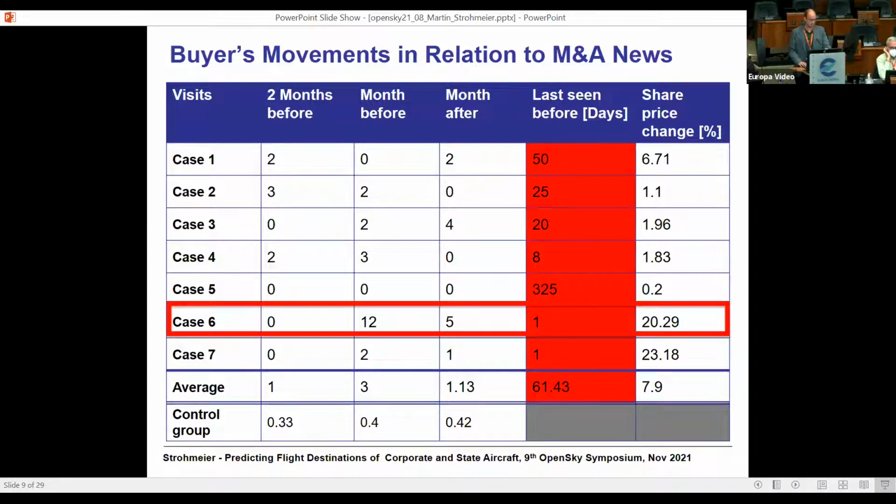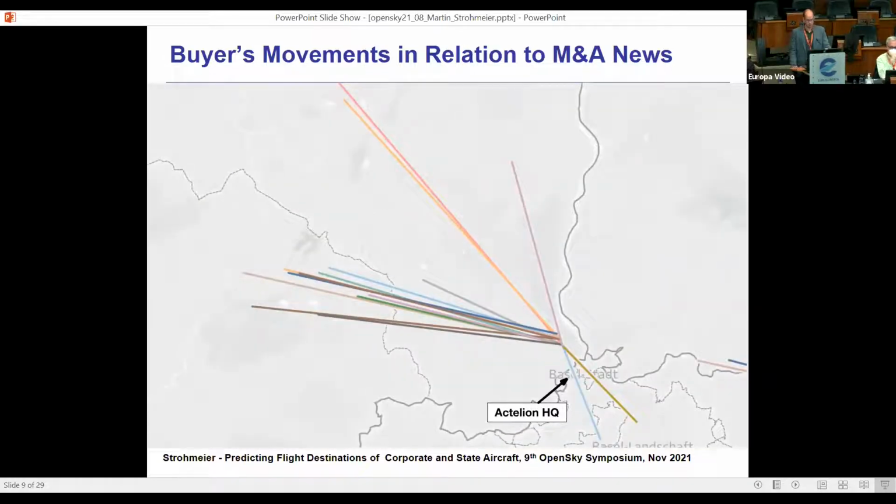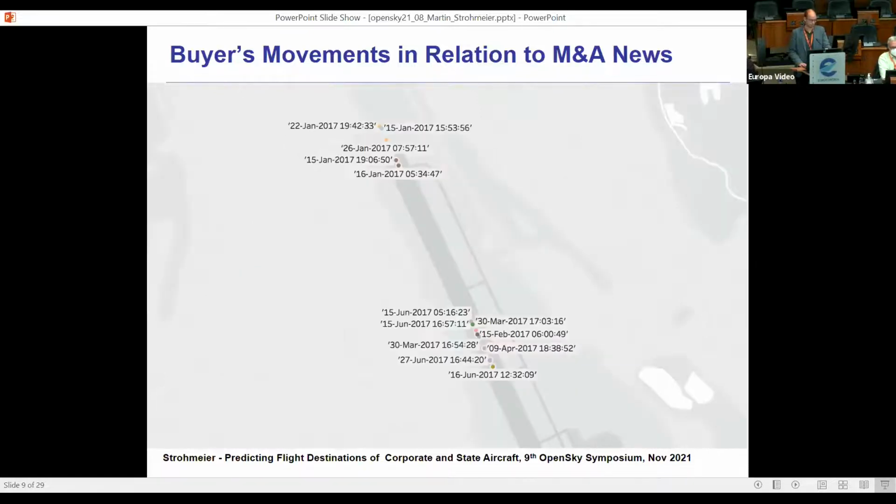We can look a little bit more closely into one specific case that we have here. This is Basel Airport and the headquarters of the pharma company Actelion. And we see a certain corporate aircraft coming in here very often over a short period of time. We zoom in a bit further, we again see the dates when the corporate aircraft here landed on the runway. And you can really follow the whole procedure like in real time.